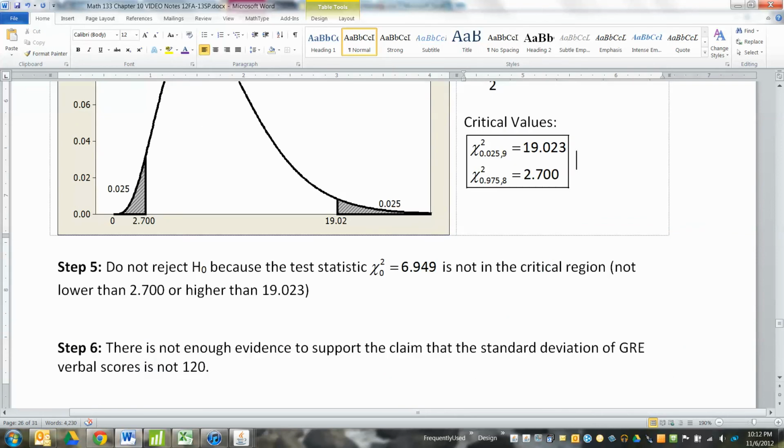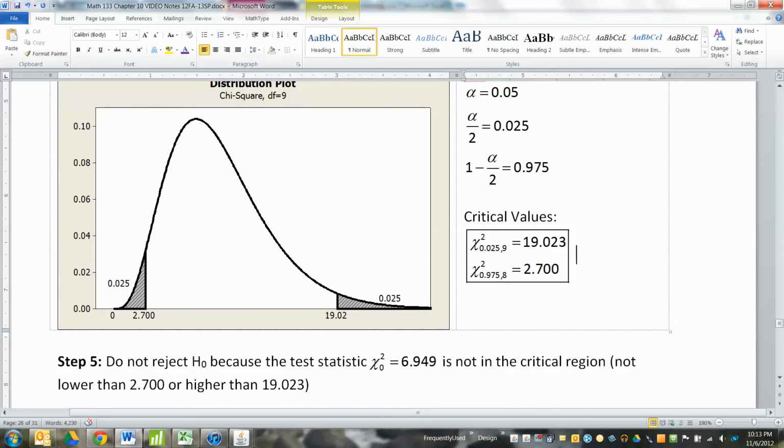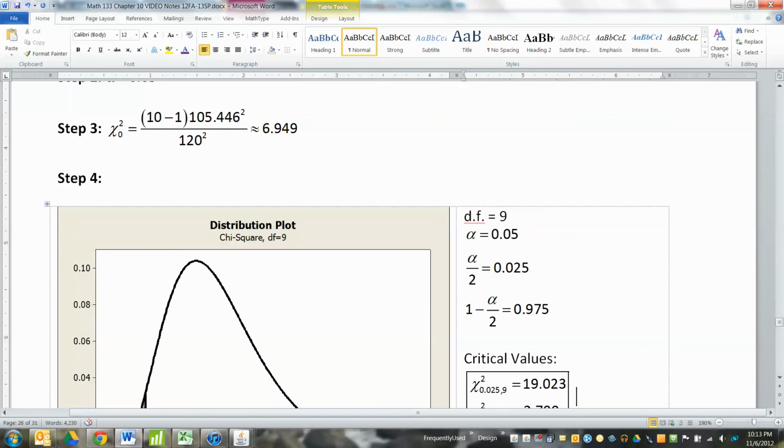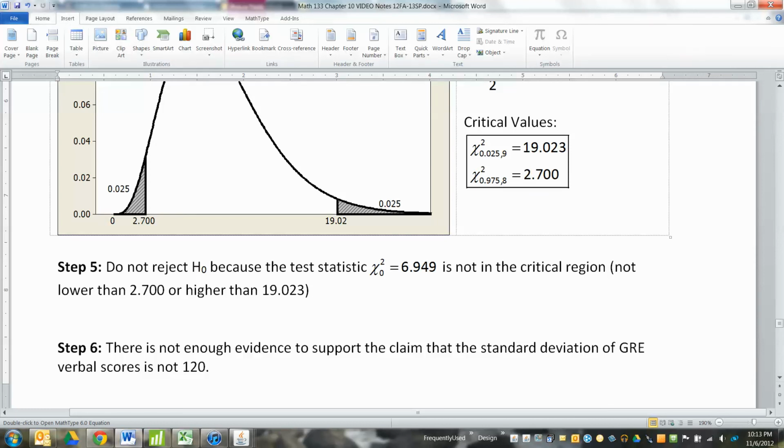And now we have to make a decision, and we are not going to reject the null hypothesis. The reason being because our chi-square statistic, which is 6.949, is in the middle of this white region. Remember, we only reject if it had been higher than 19 or lower than 2.7. In the critical regions, in other words. But we are not in either one of those locations. We're kind of smack dab in the middle.